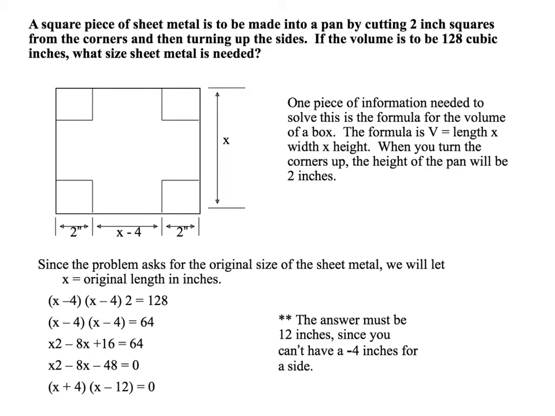This is a great applied problem dealing with manufacturing. A square piece of sheet metal is to be made into a pan by cutting 2-inch squares from the corners and then turning up the sides. If the volume is to be 128 cubic inches, what size sheet metal is needed?